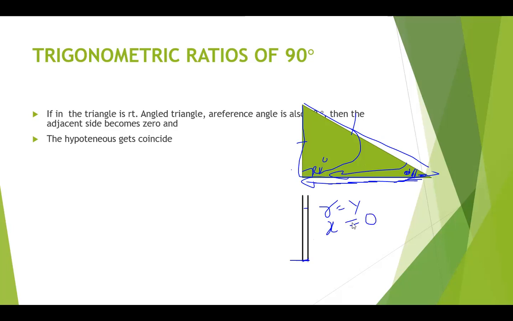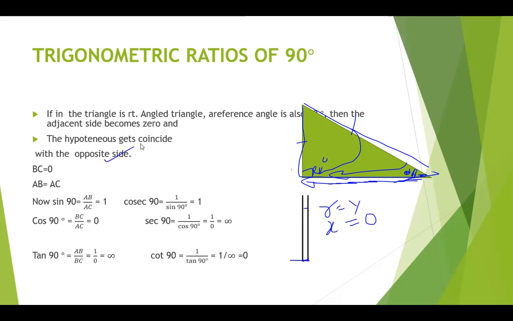Okay, I hope you have understood. So the hypotenuse coincides with the opposite side, and the adjacent side, I will call it x, becomes equal to 0 and y is equal to r. With this background, assuming that this is theta and this theta is 90 degree, I have to write the ratios. Sine 90 is opposite side divided by hypotenuse. Our opposite side here is equal to the hypotenuse, means y and r both are equal. Y is equal to r means r by r. Sine 90 is 1.